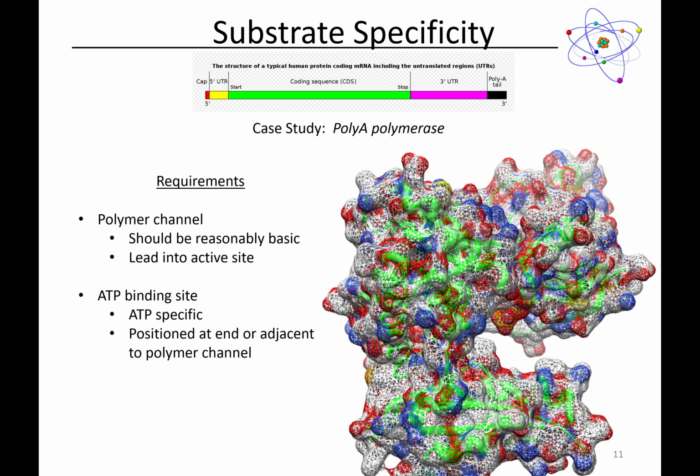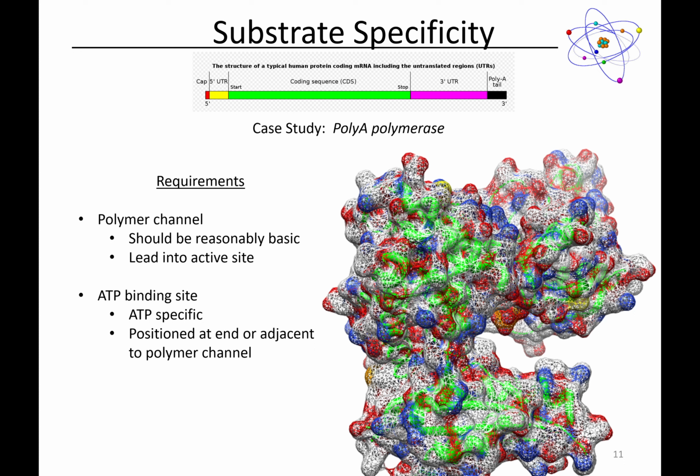So we need a polymer channel, right? This polymer channel should recognize the phosphodiester backbone of RNA. And then it wants to add adenosine onto the 3' end of it. So not only do we need a substrate binding channel for our RNA polymer, we also need to specifically be able to recognize ATP. We want it to be RNA ATP, not DNA ATP, right?